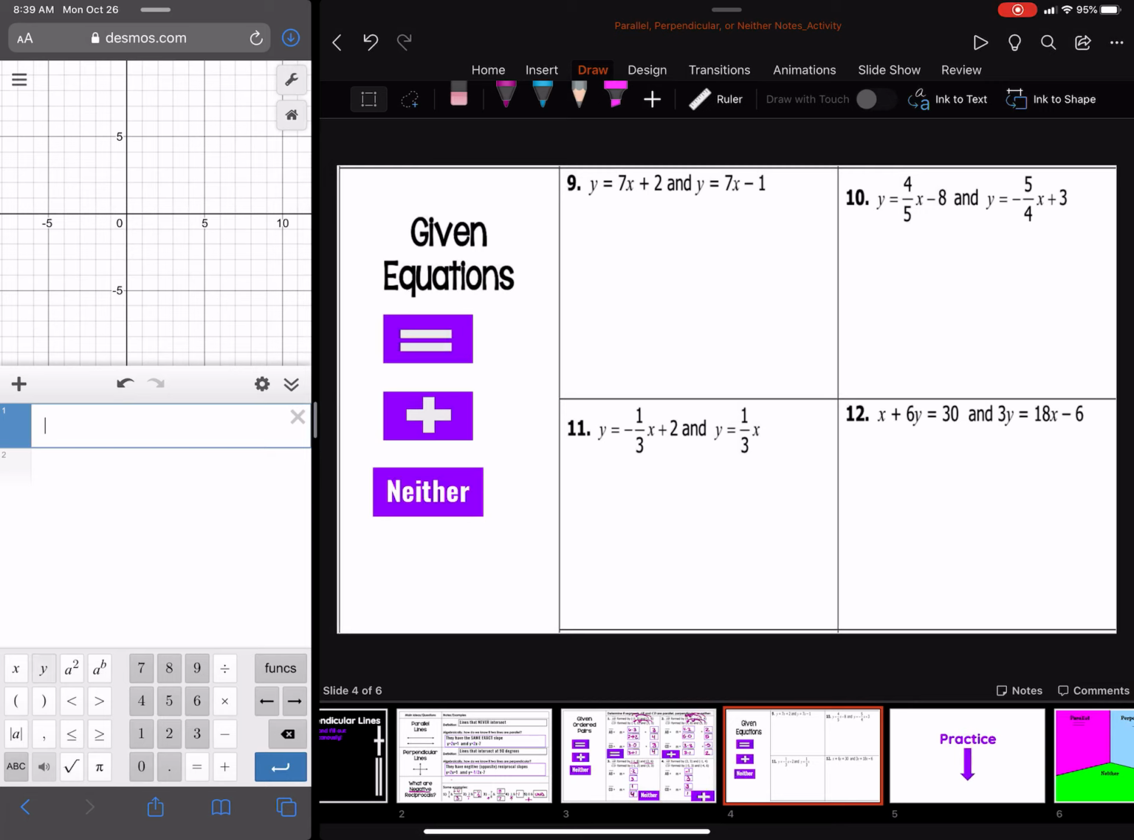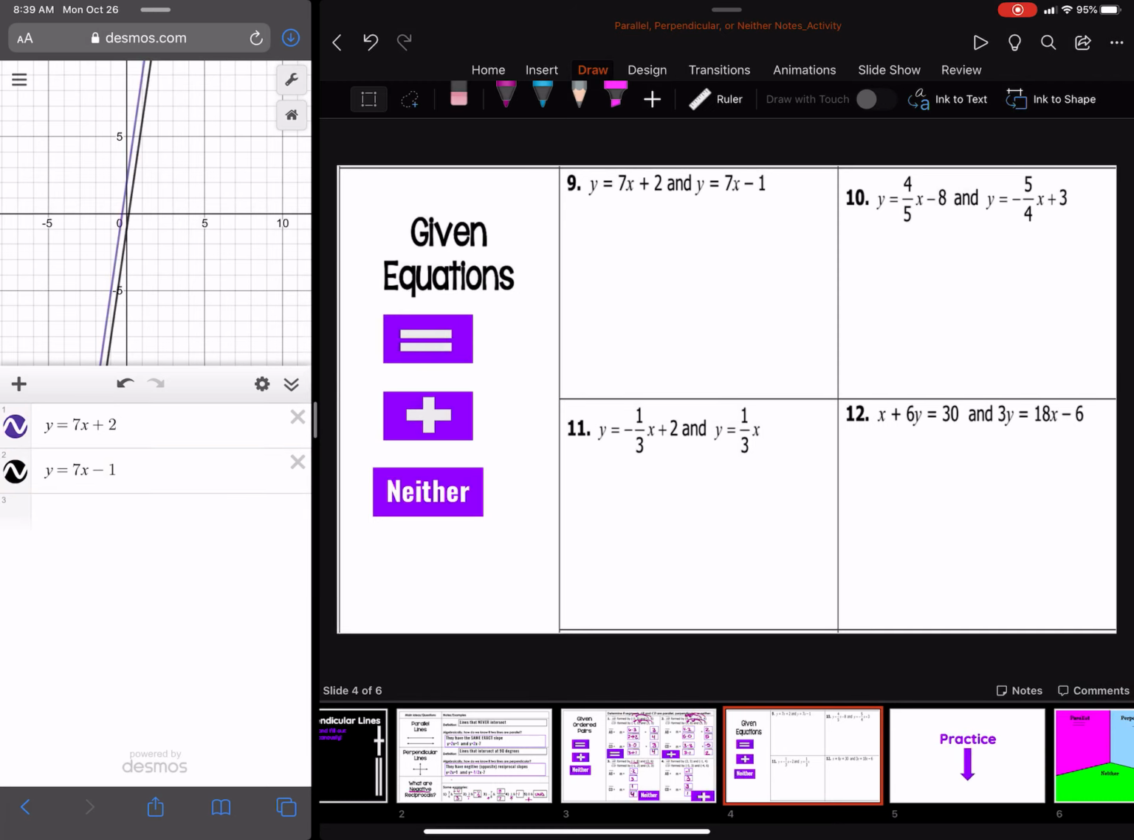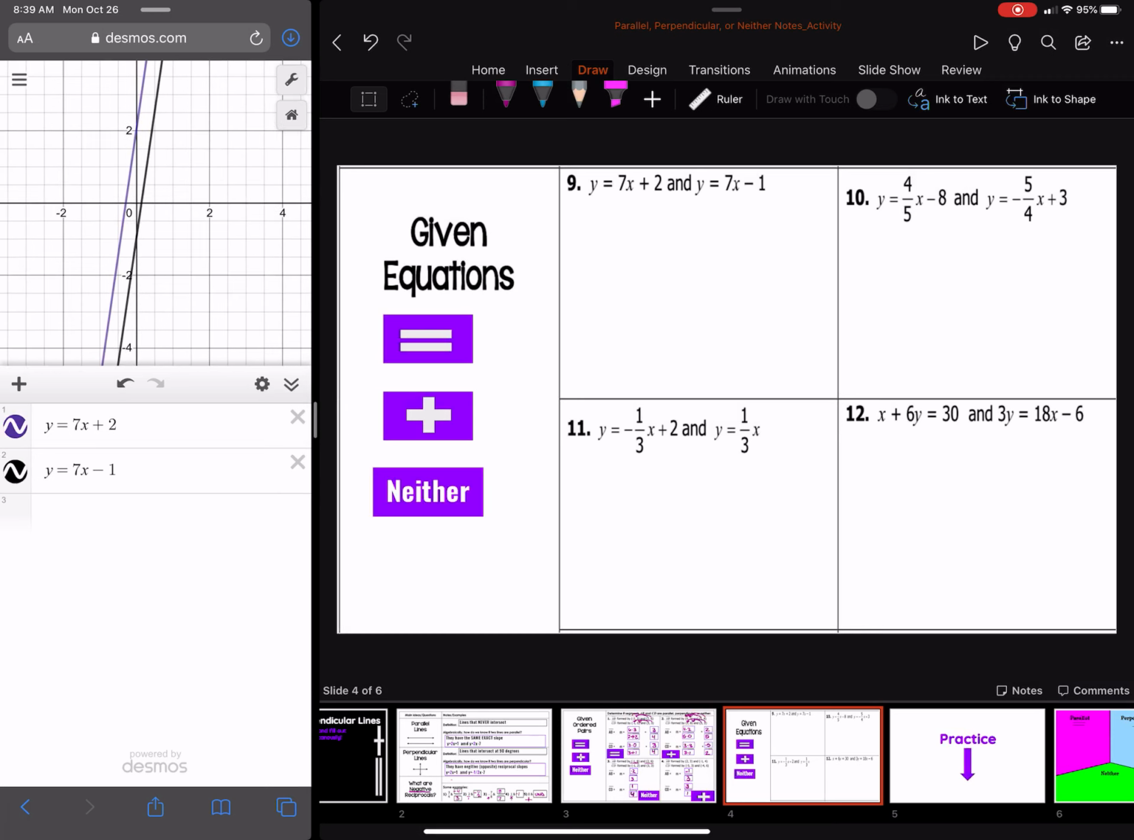We're going to put the equations in exactly the way we see it. Y equals 7x plus 2. And we also have y equals 7x minus 1. Okay, let's look at those. And I can zoom in. What kind of lines are those? When I put both of those equations in, and I'm looking, what kind of lines are those?